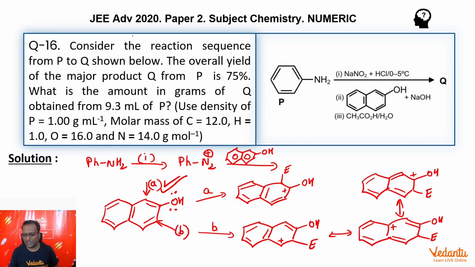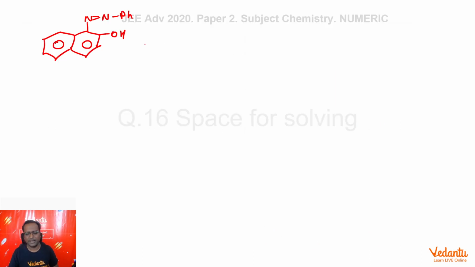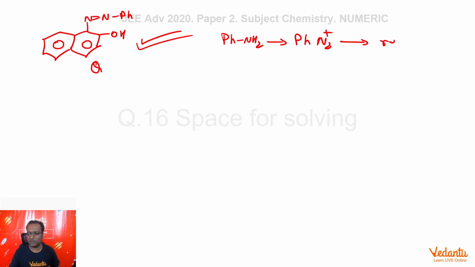So therefore, we have understood that PhN2+ will come and attach here. Okay, let's go back to our question. And the last step was acidification with water. Acidification with water essentially just gets rid of the cations present in the system, mild acidification. So this is your final answer. This is your product, that is Q. So as we saw, 1 mole of PhNH2 gives us 1 mole of PhN2+, and therefore this gives us 1 mole of red dye. Okay. So 1 is to 1 is to 1.